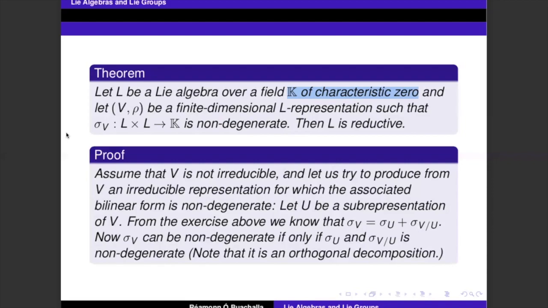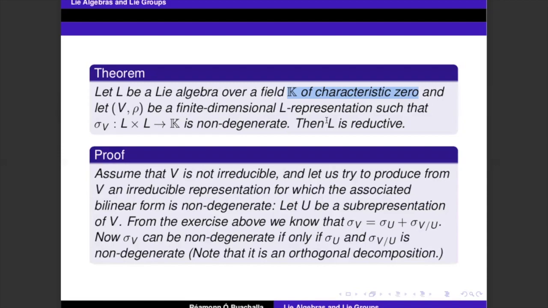Okay, so first of all, we haven't assumed here that the representation is irreducible. It's always easier to work with representations that are irreducible, that can't be decomposed into subparts. So we'd like to show that we can reduce to the irreducible situation without any loss of generality.